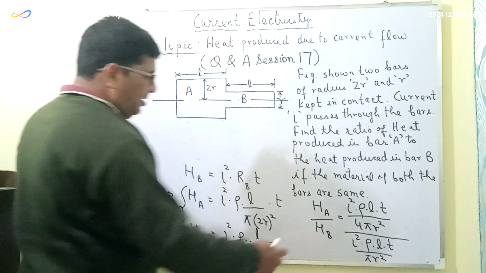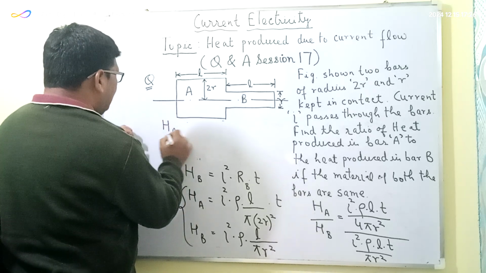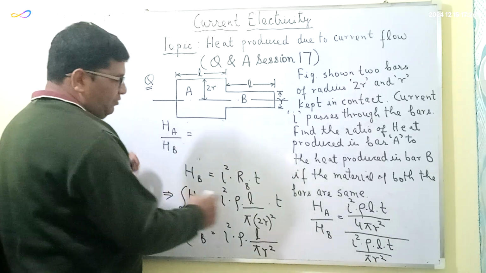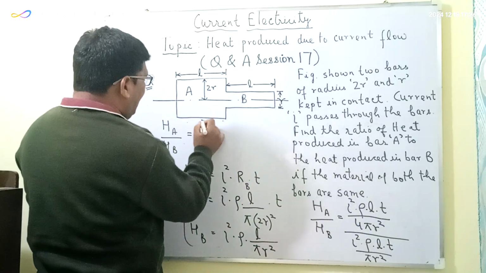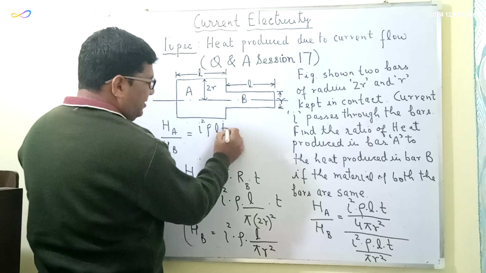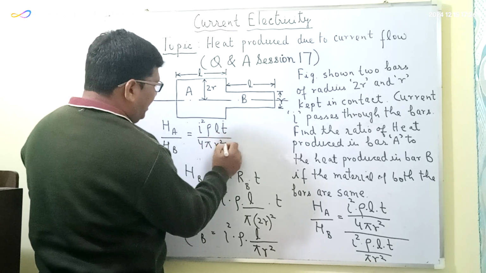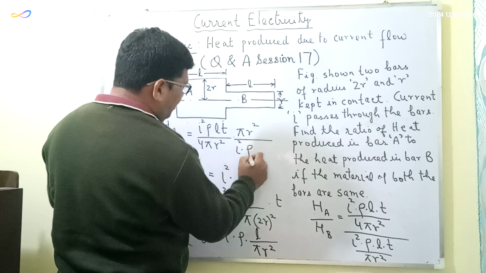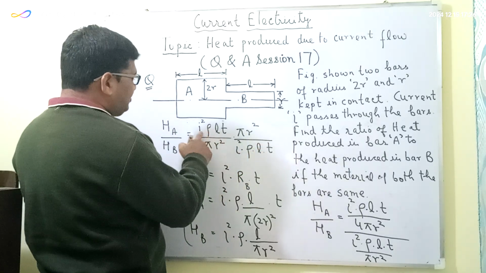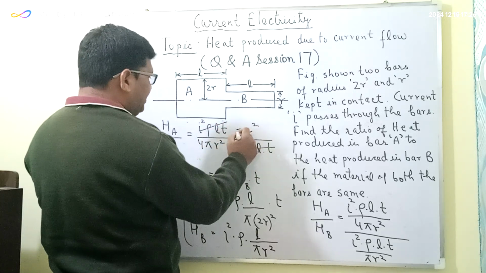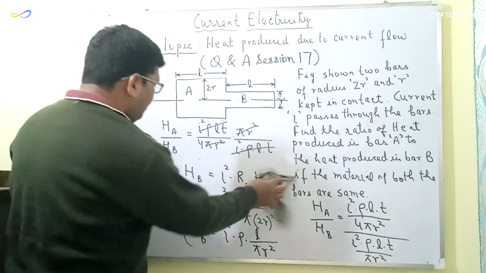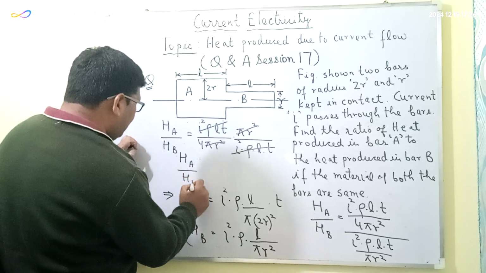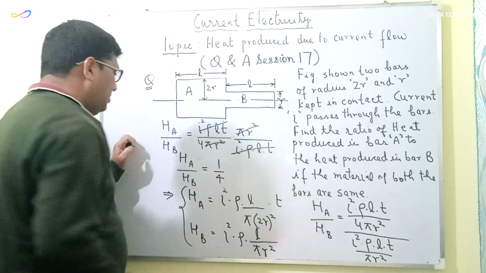From this equation, I am getting the value of HA, the heat produced in the bar A, divided by HB, the heat produced in the bar B. This will be equal to I square rho L T divided by 4 pi r square, into pi r square divided by I square rho L T. From here, I square rho L T cancels out, and pi r square and pi r square will also get cancelled out. So HA upon HB will be equal to 1 by 4.